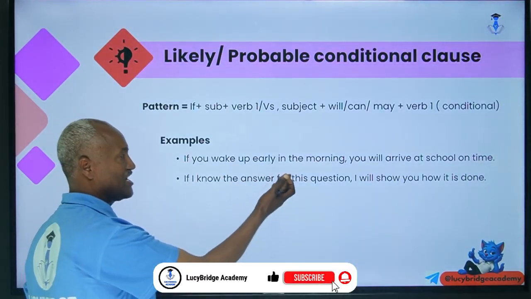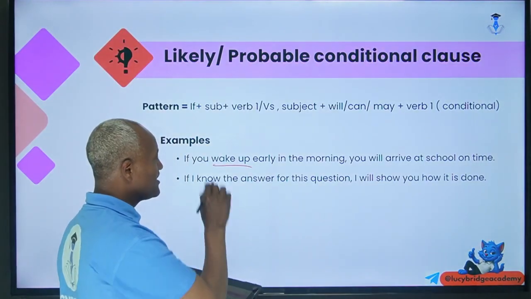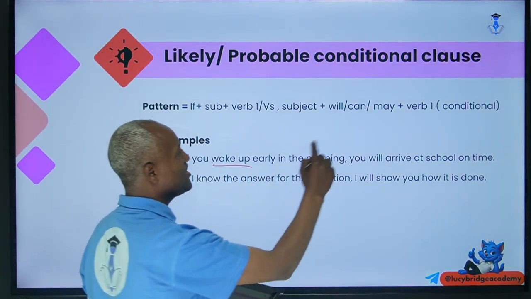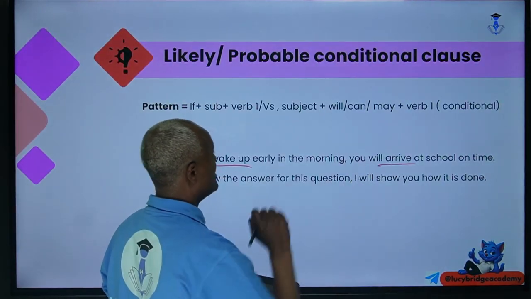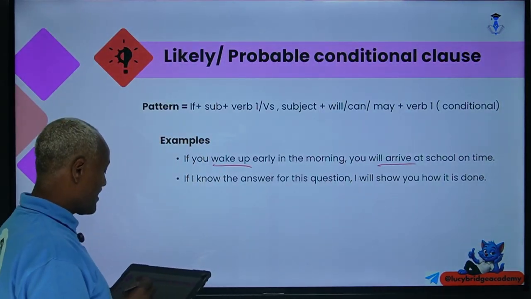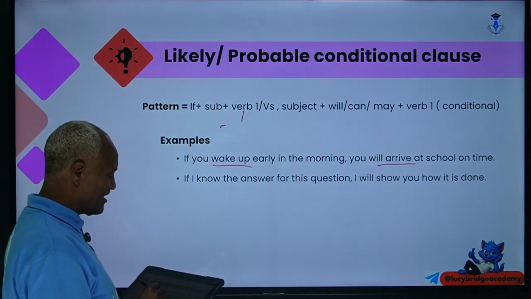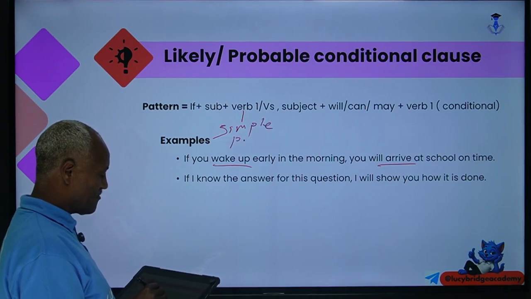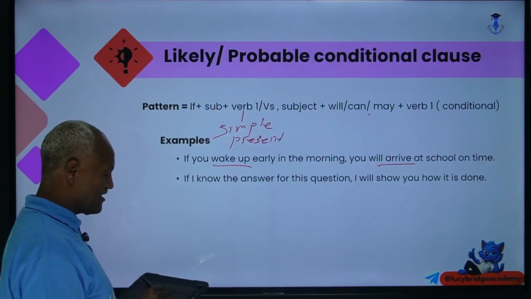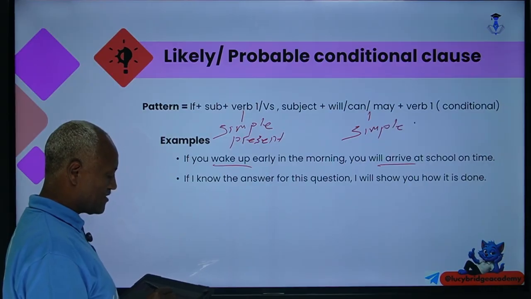If you wake up early in the morning, "wake up" is what? That is simple present tense, verb 1. You will arrive at school. "You will arrive" is simple future. And then this is what you have to remember. Here, when we see the pattern, we can say this one is simple present. This one is simple present. This one is simple future.